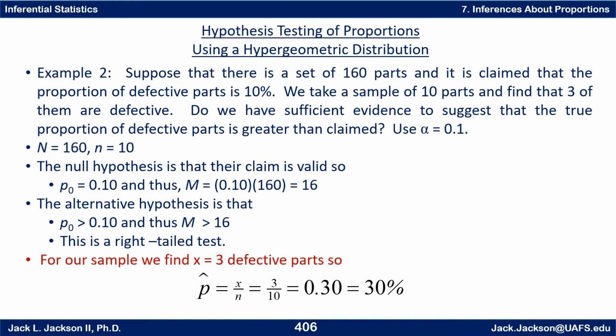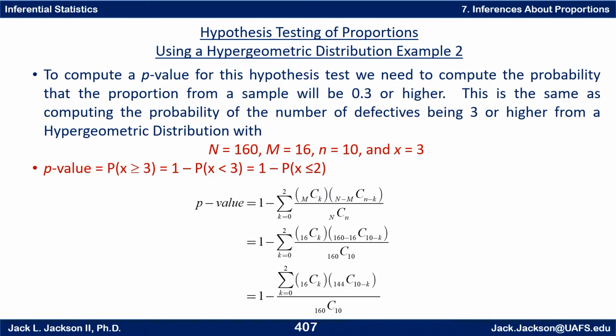For our sample, we find 3 defective parts, so that's a p-hat of 30%, but more importantly, it's 3 parts. So we want to see if we could get something that extreme or more. That extreme or more when we're doing a right-tailed test is 3 or higher.